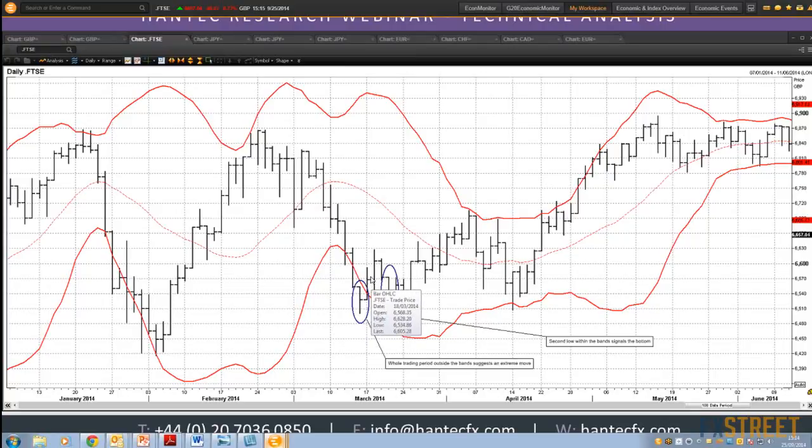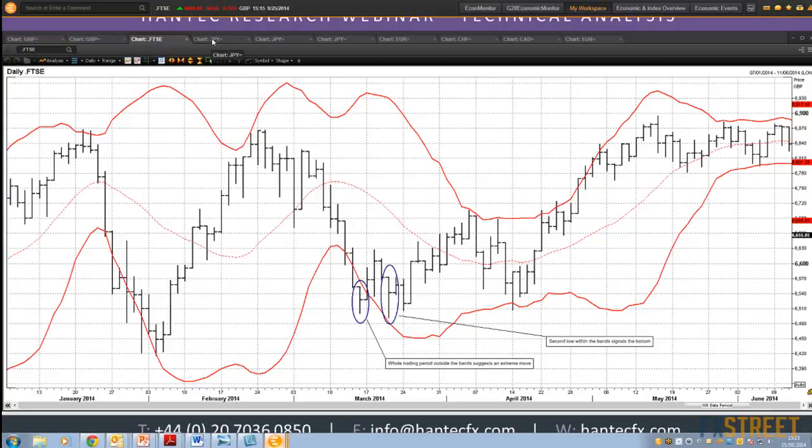And as I said earlier, it is often the case where you see a move where the whole trading period is outside the bands followed by a second low within the bands, and that is also a confirmation signal as well. So you can then start to think about the reversal pattern that you've got, and you can then start to think about going long. And in fact, what happens is we see that reversal, and again it then comes back towards the other band, and you get an entire reversal within the bands. So that one worked very well on FTSE.